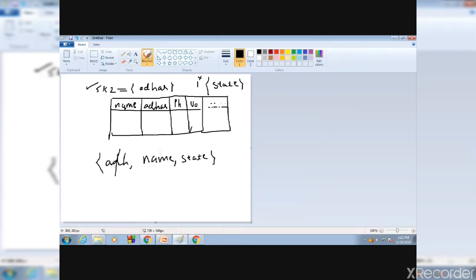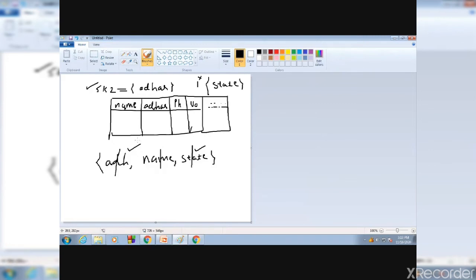If I remove the name, Aadhaar card number and state are there. Can I get the tuple individually? Yes. So is it a minimal one? No. Can I remove the state? If yes, and I can still get the tuple individually, then this is a key.